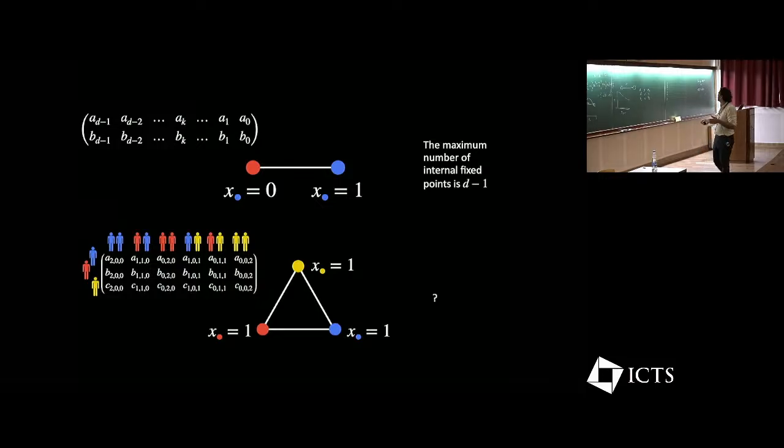So we are no longer on this line anymore. Instead, we would be in this triangle for, say, 3 strategies. And the question is, what happens to the maximum number of internal fixed points then? At least talking about the deterministic dynamics, right? Any ideas? All right, yeah. That could be one option.